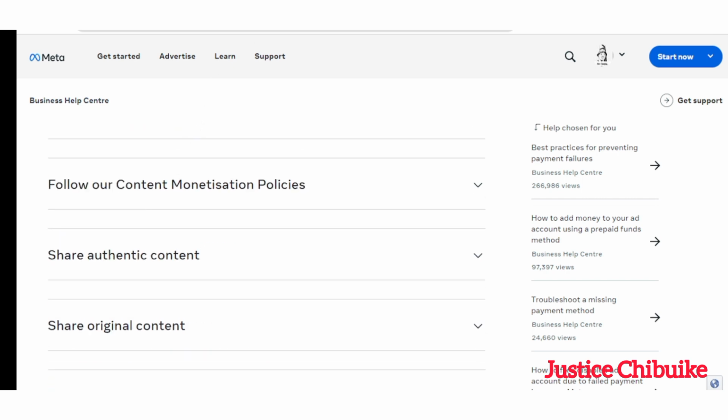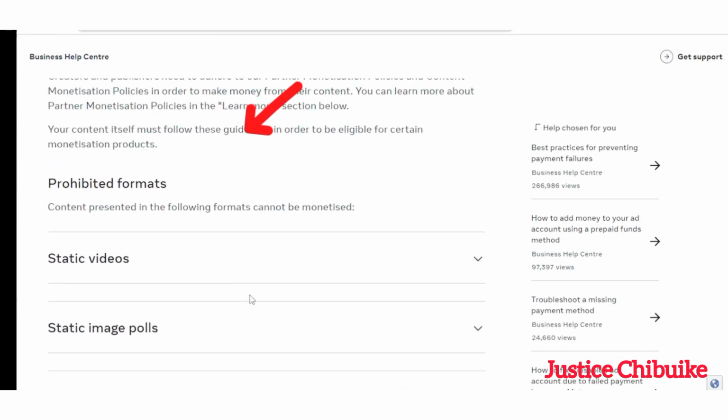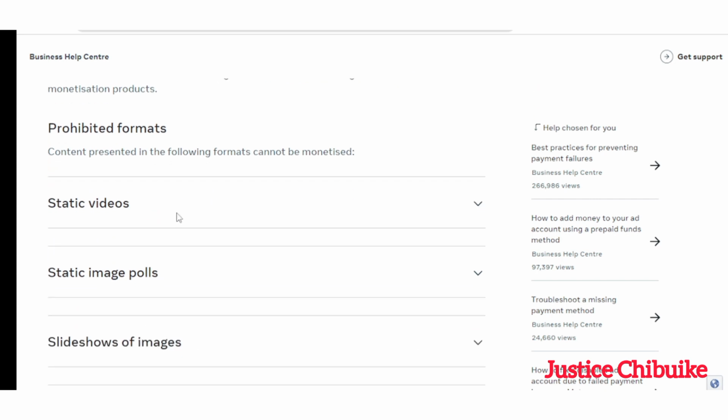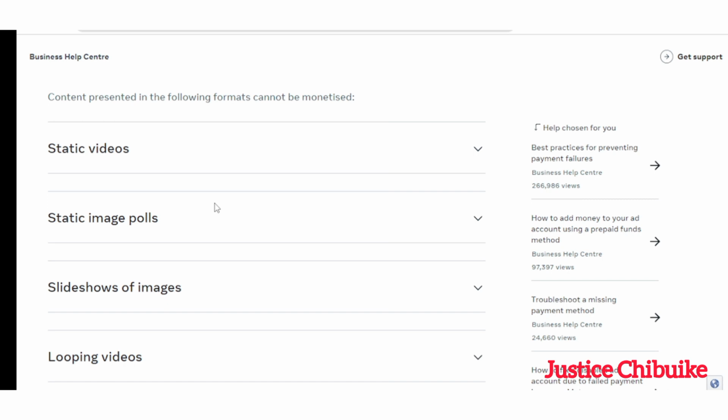So let's dive into content monetization policies. Okay, so here are the prohibited formats. Here Facebook is telling content creators that if you post things like this, they will not be monetized. So if you post things that fall under the categories of this list that we are going to discuss, then you may not be monetized. And if you are already monetized, your page is likely to be demonetized. That is why some people's pages will be monetized, and all of a sudden they will be demonetized, and they will be wondering what the problem is. These are some causes of the problem.